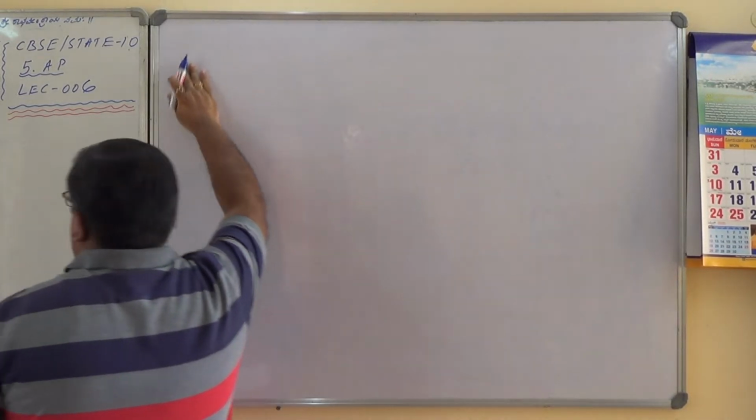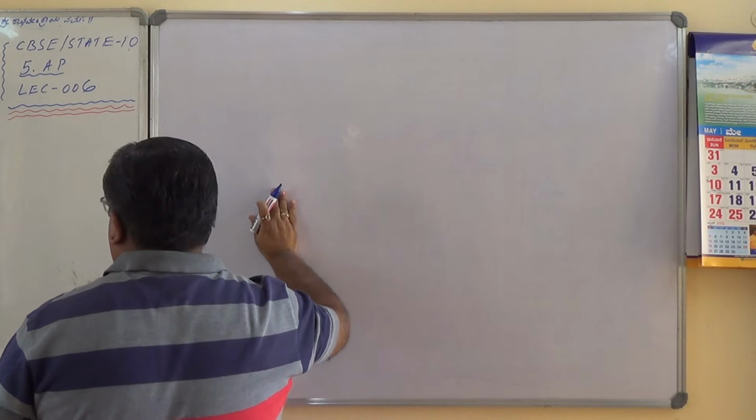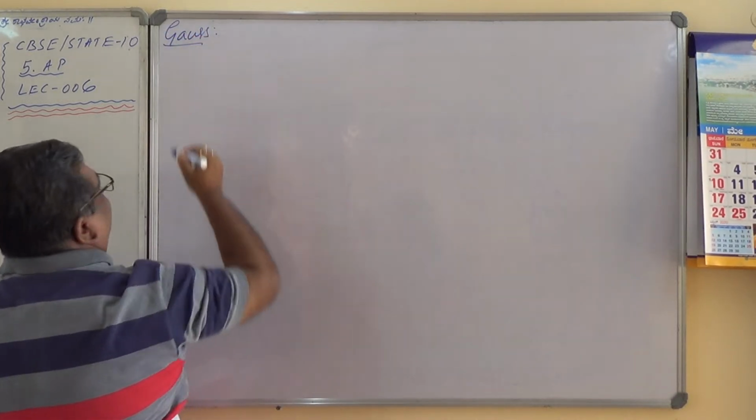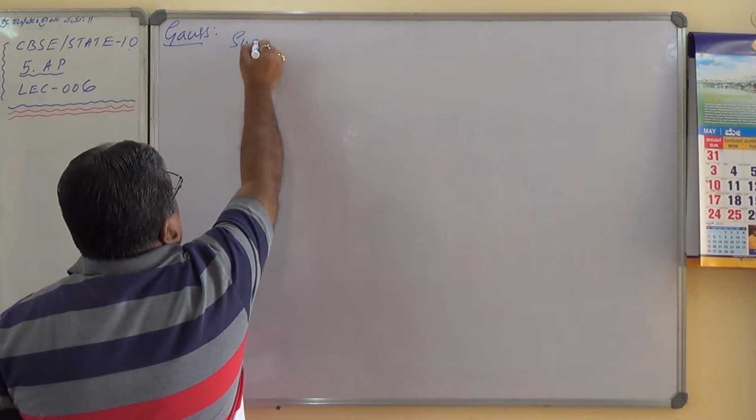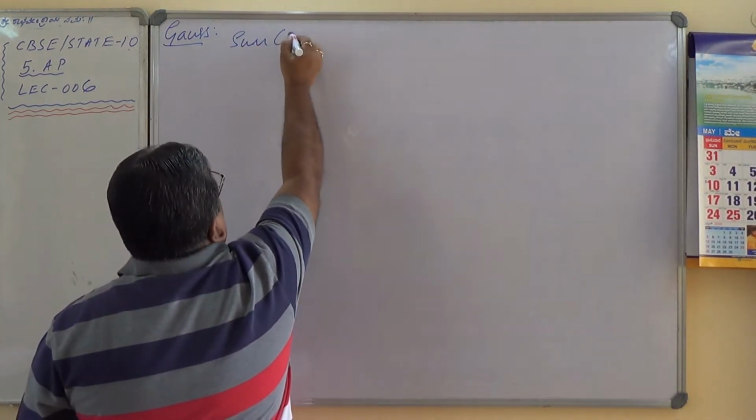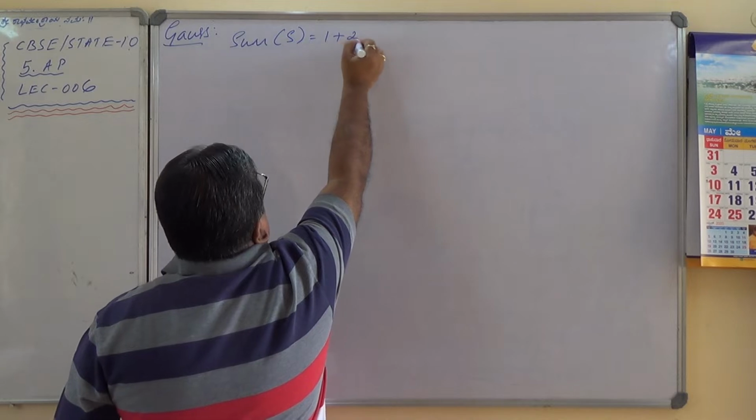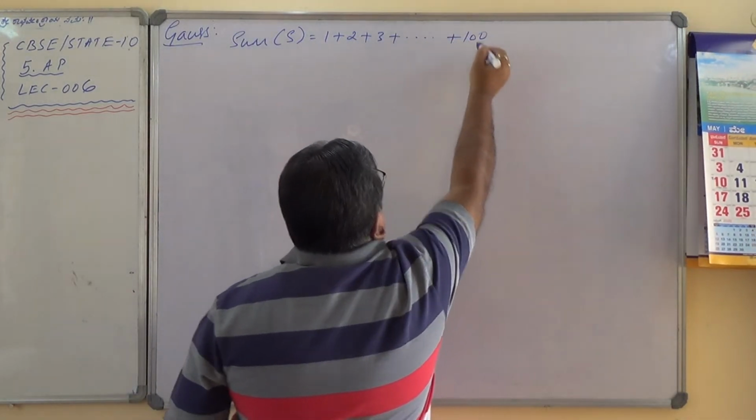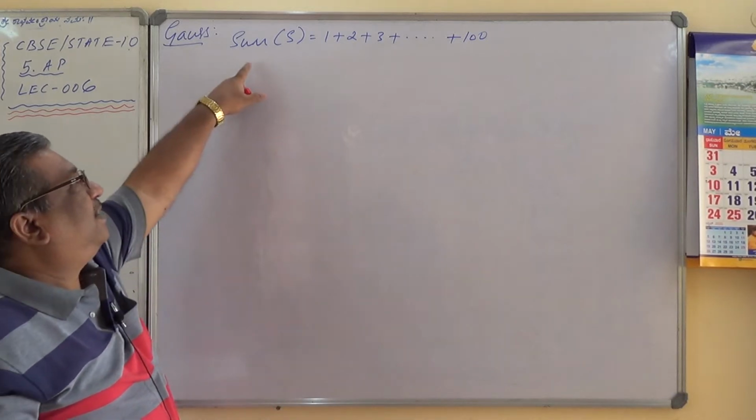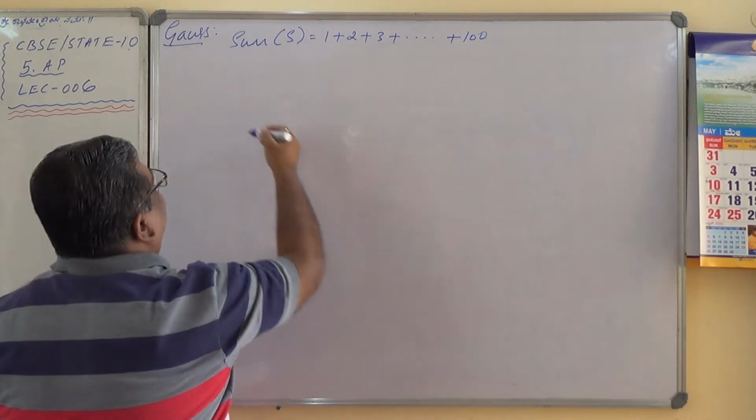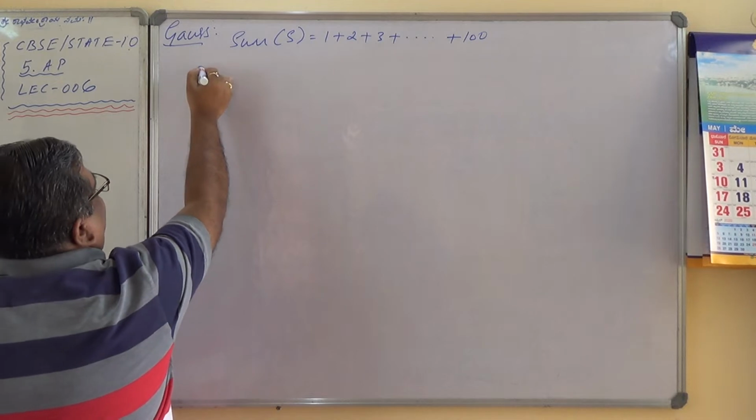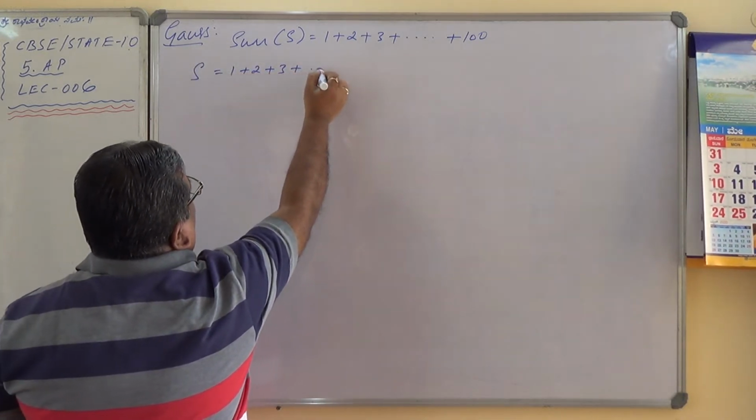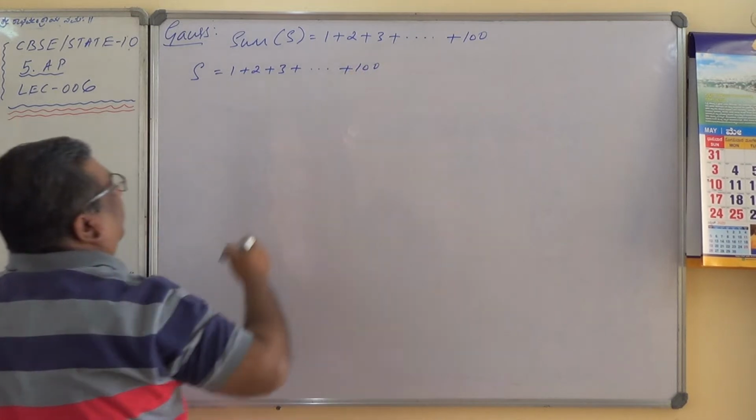So Carl Friedrich Gauss, he was asked this problem. Sum of first 100 natural numbers. Let us represent this sum as what he did. We'll see. He solved this problem like this. Let S represent the sum 1 plus 2 plus 3 plus dot dot dot plus 100. Up to 100 he wanted to find.